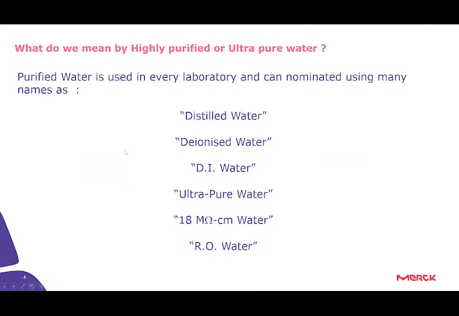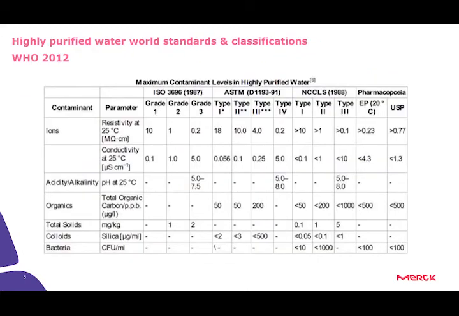Second part, we need to define what exactly we mean by highly purified water. Purified water is used in every laboratory and can be named using many names such as distilled water, deionized water, DI water, ultra pure water, or even 18 mega ohm water. Accordingly, we always need to look at what standards we are following inside our lab.